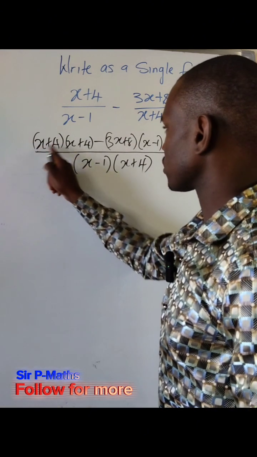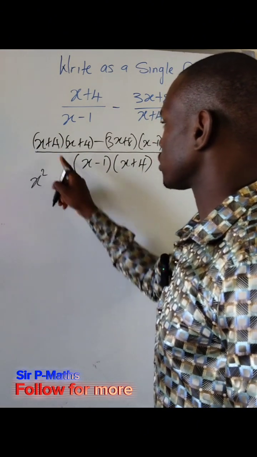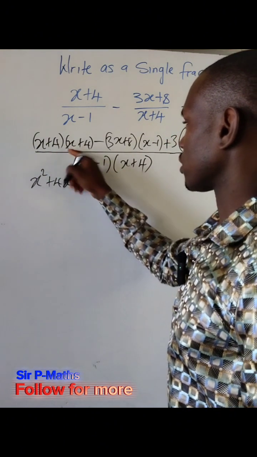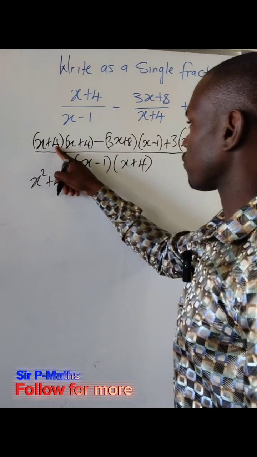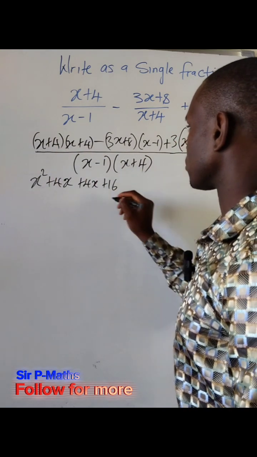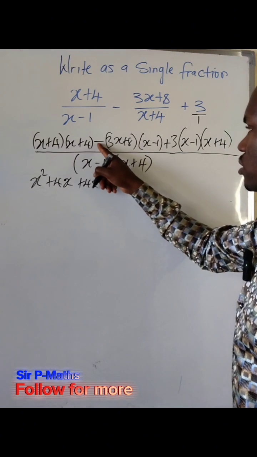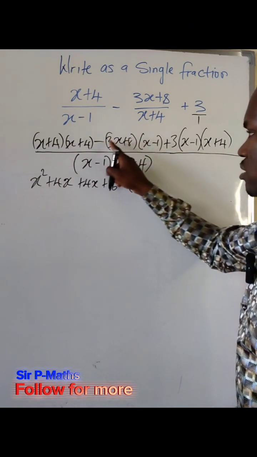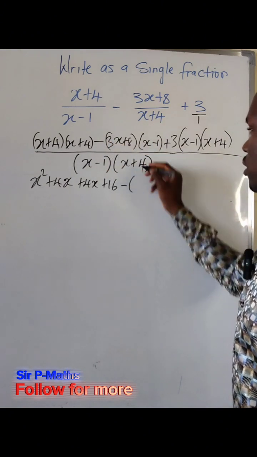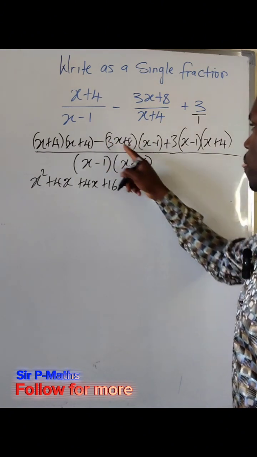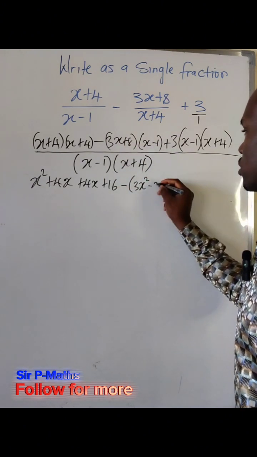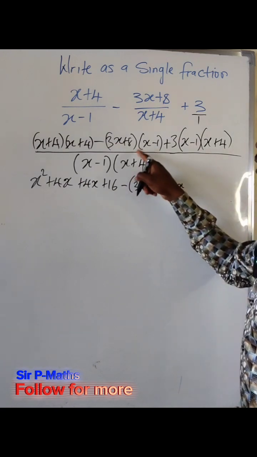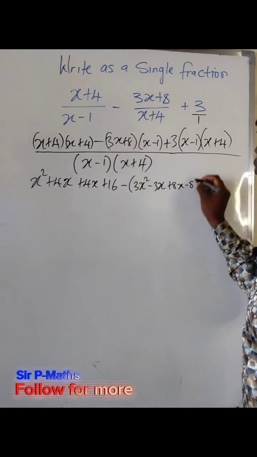For here, I will have x times x gives me x squared, x times 4 gives me plus 4x, 4 times x is 4x, 4 times 4, I have 16. Because of this negative sign, we are going to open another bracket because this minus will affect everything inside here. So 3x times x will give me 3x squared, 3x times negative 1, negative 3x. 8 times x gives me 8x, 8 times negative 1, negative 8.